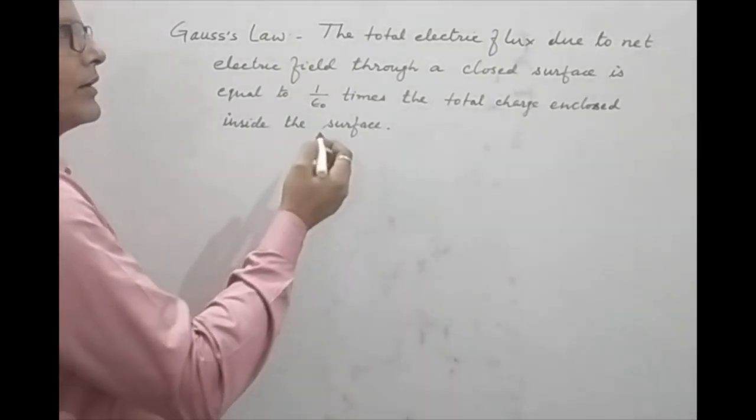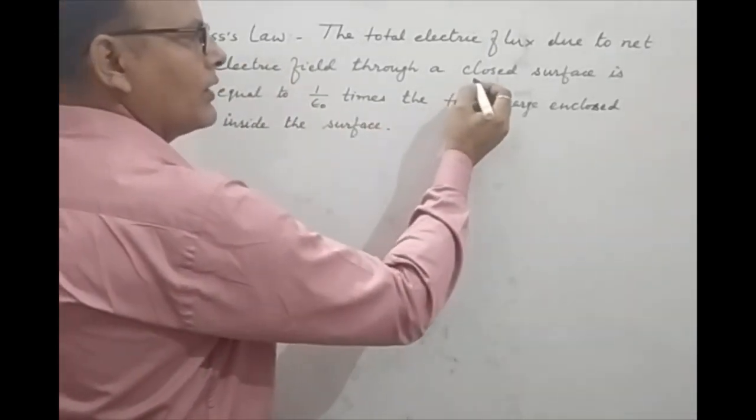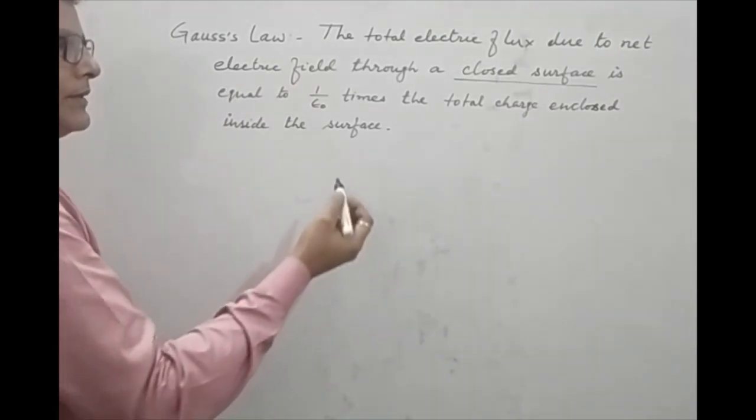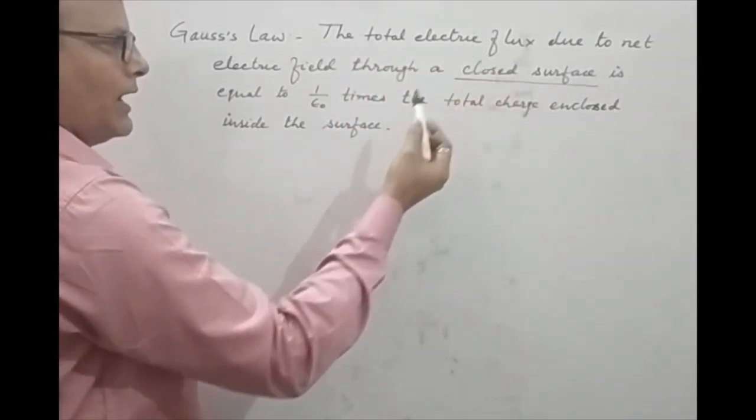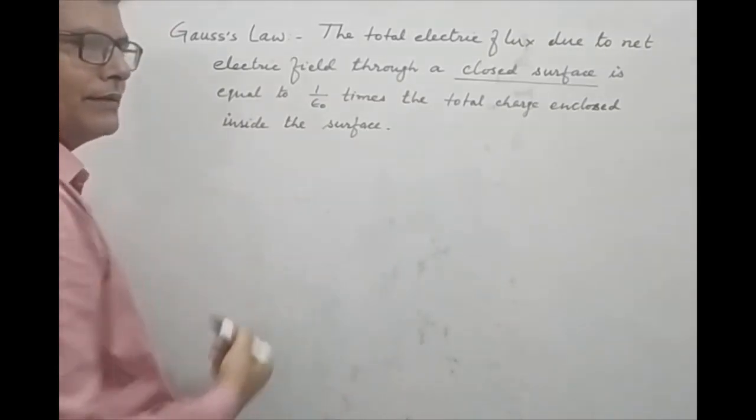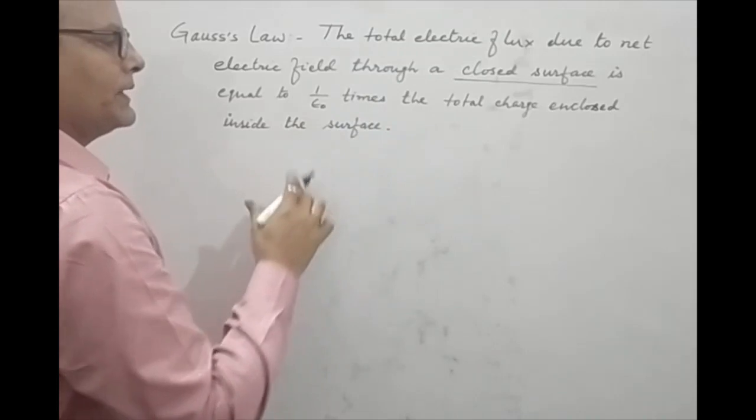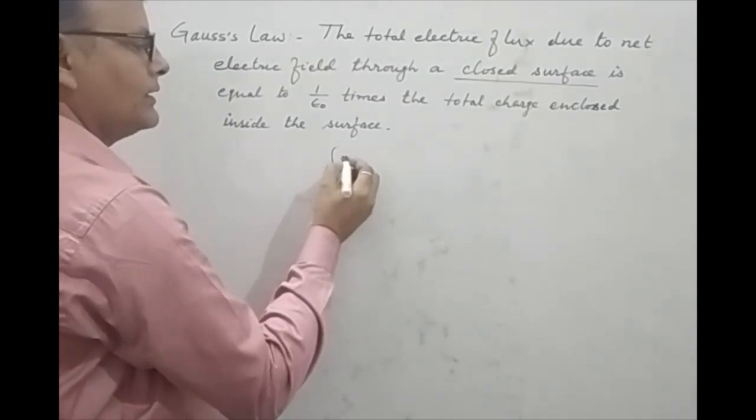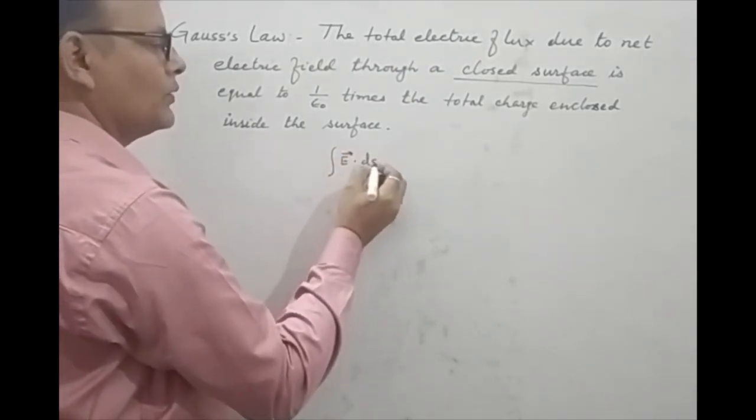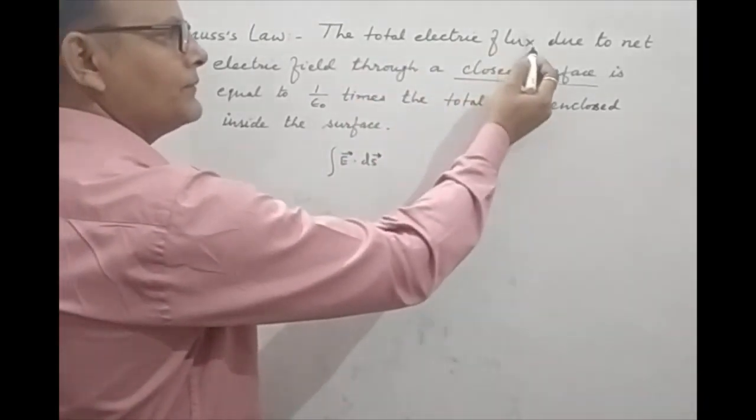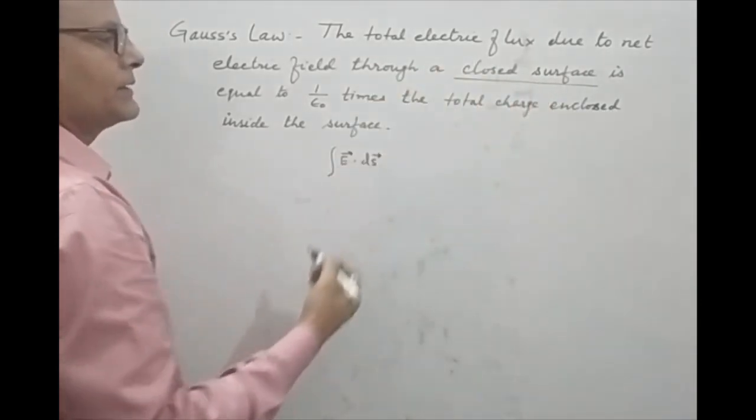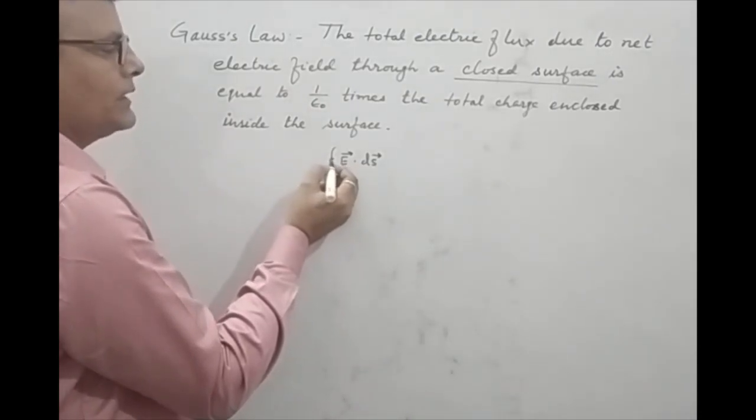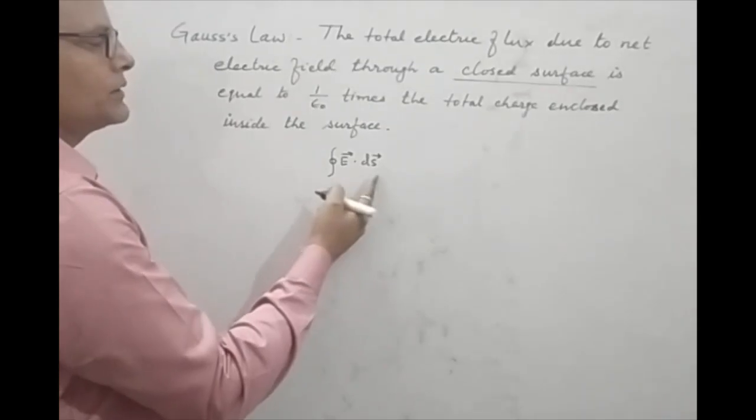Here, Gauss's law is applicable for a closed surface, and it gives the relation between the total electric flux and the charge configuration. Mathematically, it can be expressed as total electric flux is given by integral E dot ds through a closed surface. If the surface is closed, then we put a small circle here. This is for a closed surface.